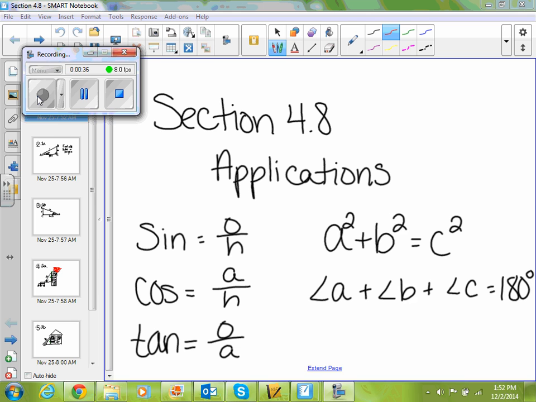We're also going to use Pythagorean's theorem, which is a squared plus b squared equals c squared. And lastly, we're going to use our knowledge of triangle angles, that all angles in a triangle have to add up to 180 degrees. So angle A plus angle B plus angle C equals 180 degrees. All of that is either stuff that was covered in geometry or stuff that we've covered in the previous unit.